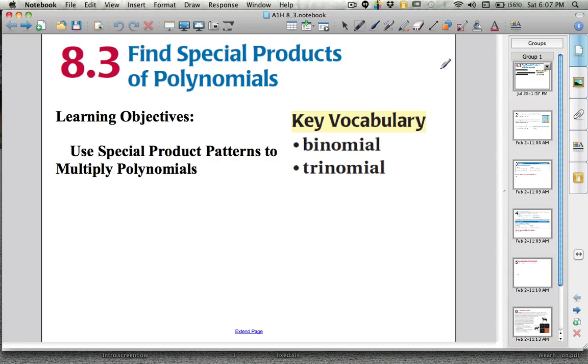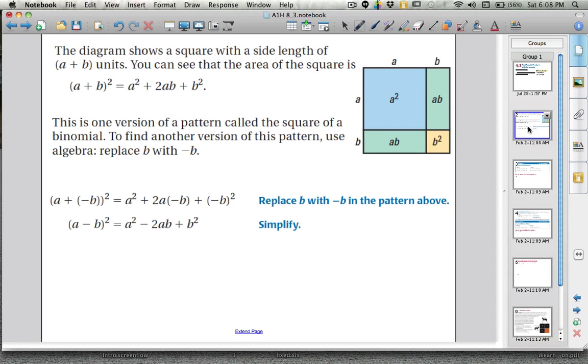Section 8.3, we're going to be working with using special products of polynomials. Our learning objective here is how to recognize the special product patterns to simplify multiplying polynomials and make it a little easier. Vocabulary, again, is a repeat of things we've had before, binomial and trinomial. But let's take a look at the special patterns.